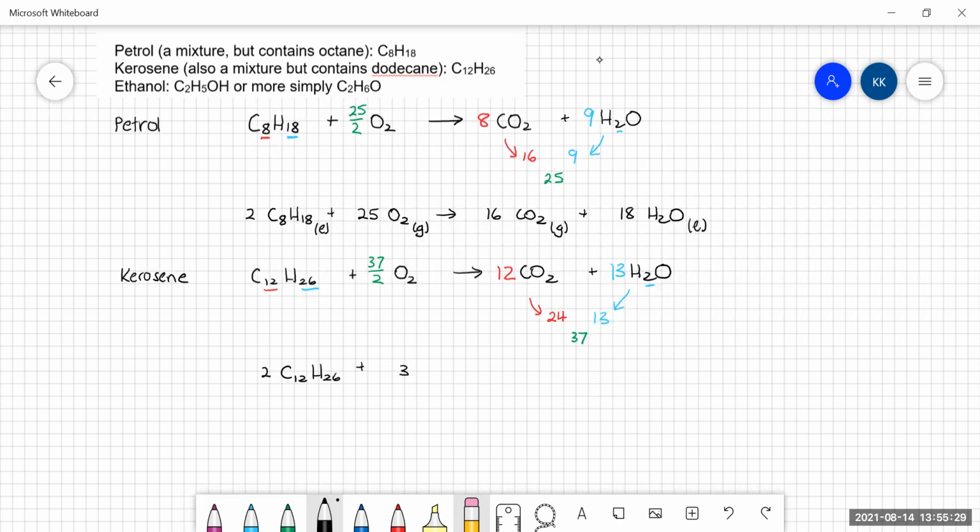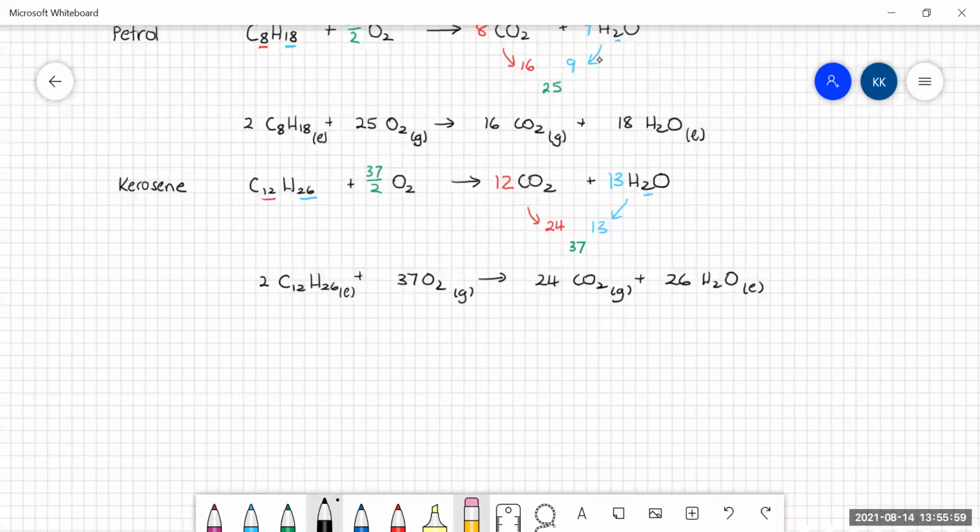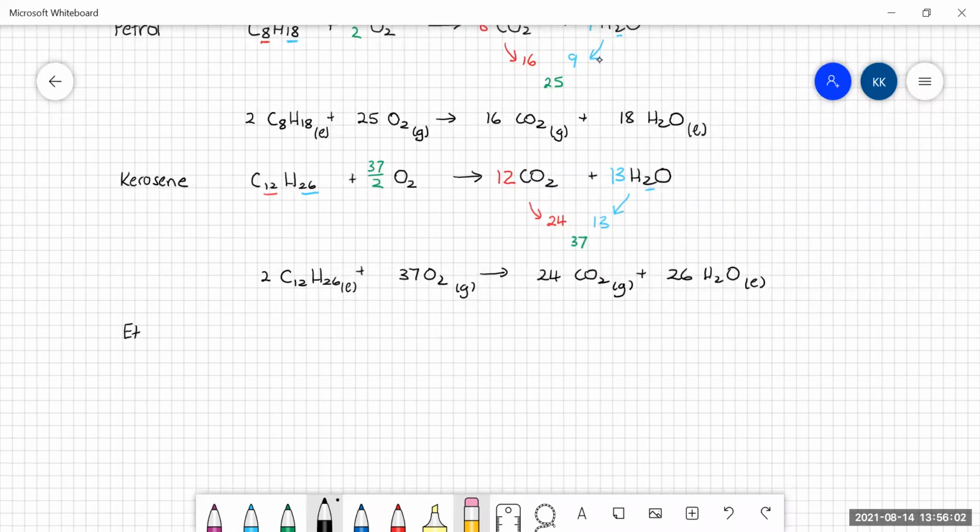We get 2 of the dodecanes, 37 oxygens, 24 carbon dioxides, and 26 of the waters. Finally, putting in the states, kerosene is a liquid, oxygen is a gas, carbon dioxide is a gas, water is a liquid. How did you go? Did you get it all? Well done. Finally, ethanol. Now, ethanol is not a hydrocarbon strictly fuel.